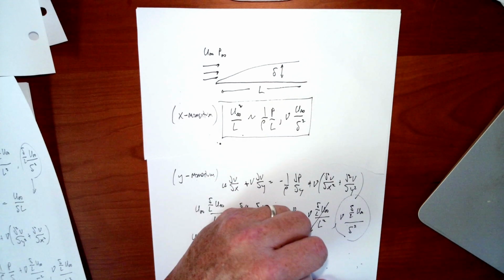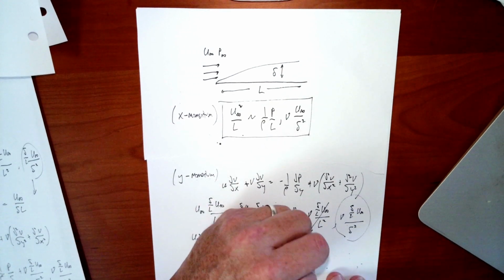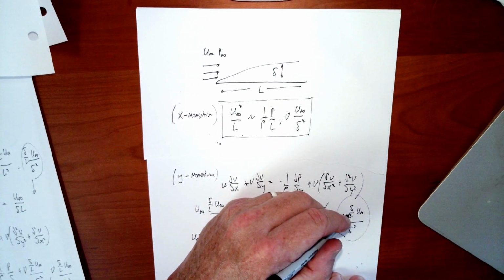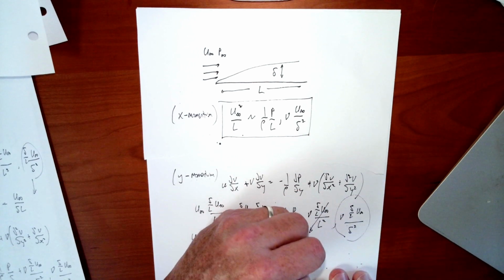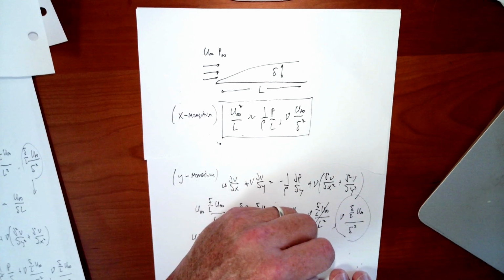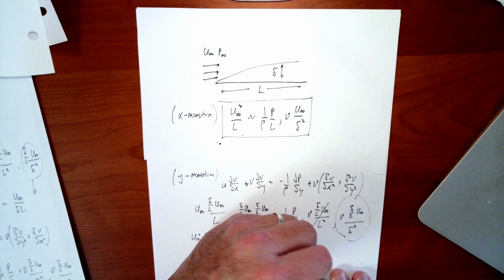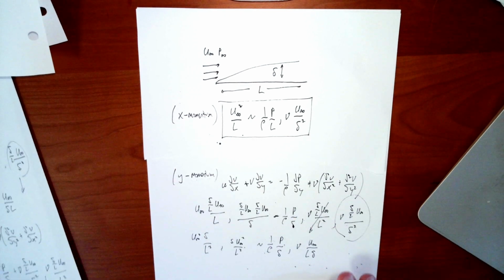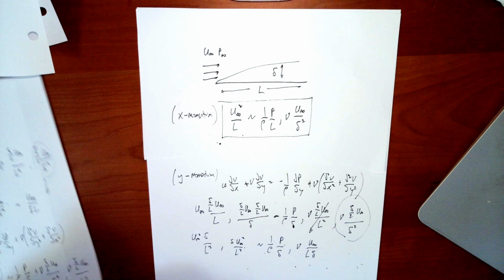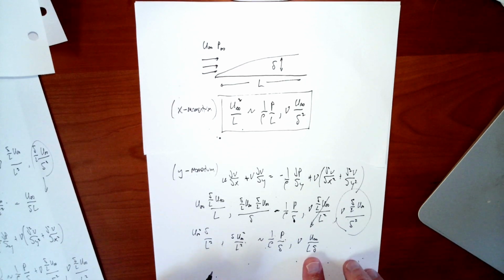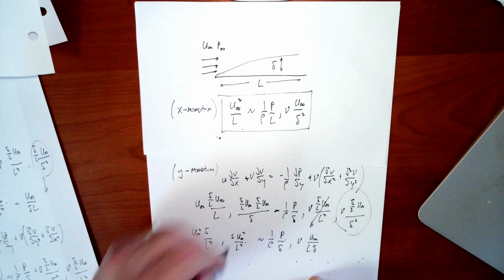delta. I'm going to clean this up a little bit. So that's going to be nu, multiplied up and down by L, and divided by delta, so I get U infinity over L delta. Yeah, that looks right. Now we're going to combine these because they have the same size.